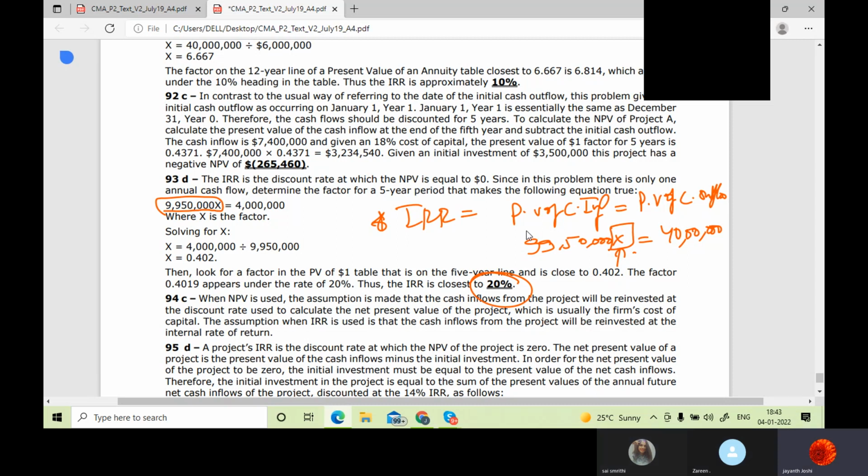To get present value of cash inflows, whatever the future cash inflows, I have to discount with a factor. That factor I don't know, I'm keeping it as X. I told you a different method. This is a different method, I'm explaining this method also. That X would be 40 lakhs divided by 99 lakhs 50,000. So you're getting 0.402. That you check in the table, it is very near to 0.4019, hence 20%. Okay, just make a note of this. We'll go for the next question.